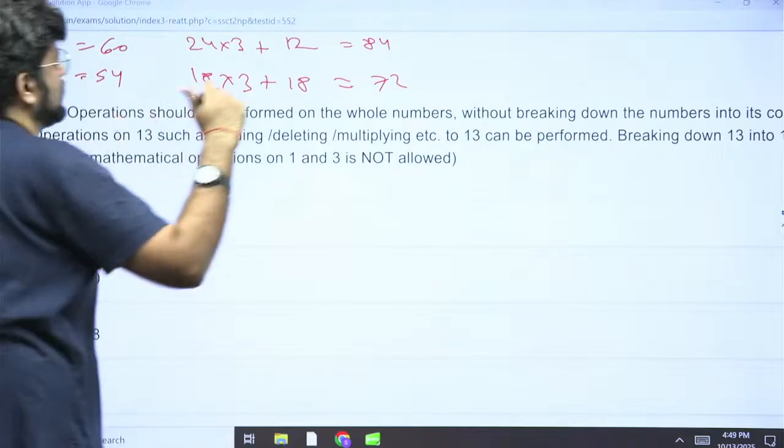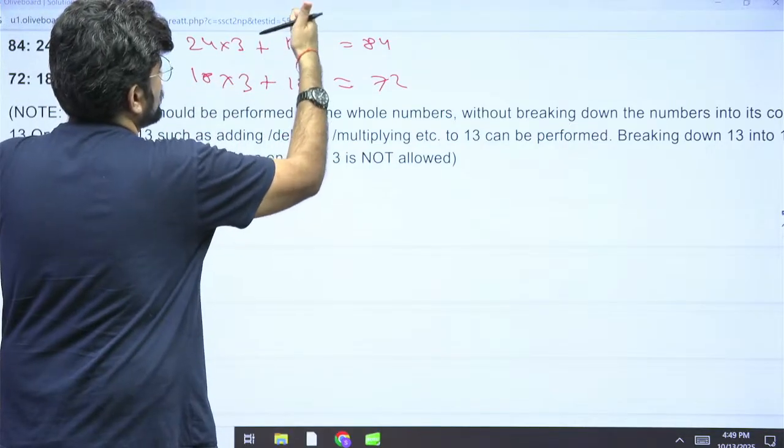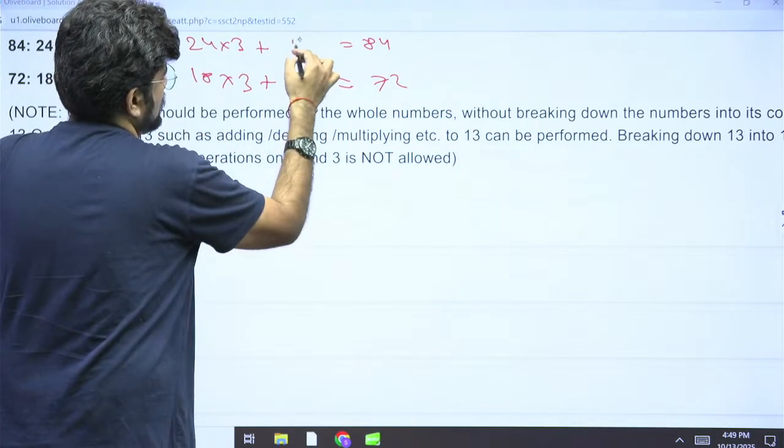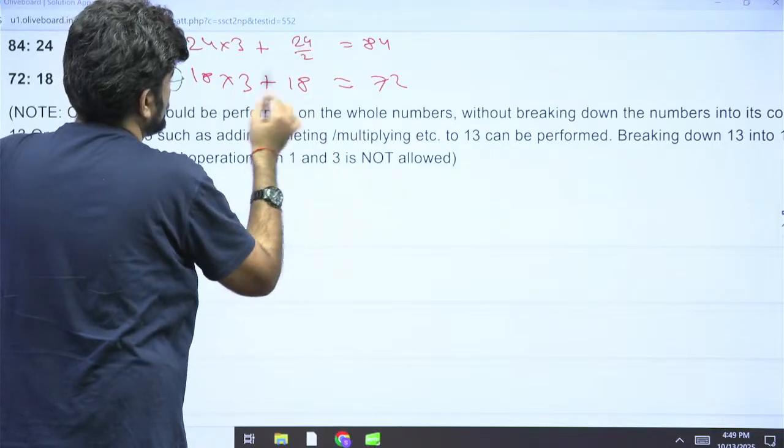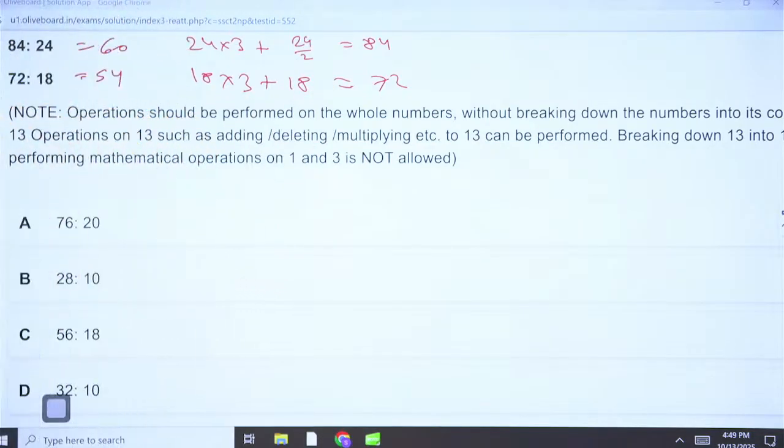Wait. Oh God, what am I doing? 24 into 3 plus 24 by 2 is what I'm doing then, no? So 18 into 3 plus 18 is 72. That's not it. 96. 24 into 4, 96. Can that be a possibility?